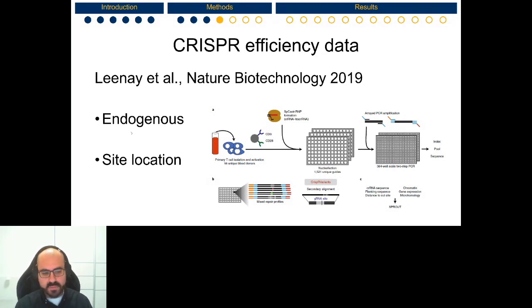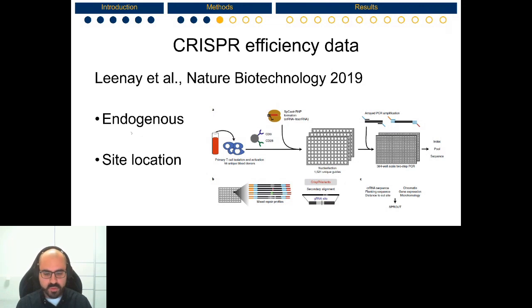Second, this data set also includes the genomic location of each target site, rather than only the sequence, which is what most data sets include. This is important for us as well, since the location of the site is the basis for the generation of our features, the feature which is based on the location in 3D.